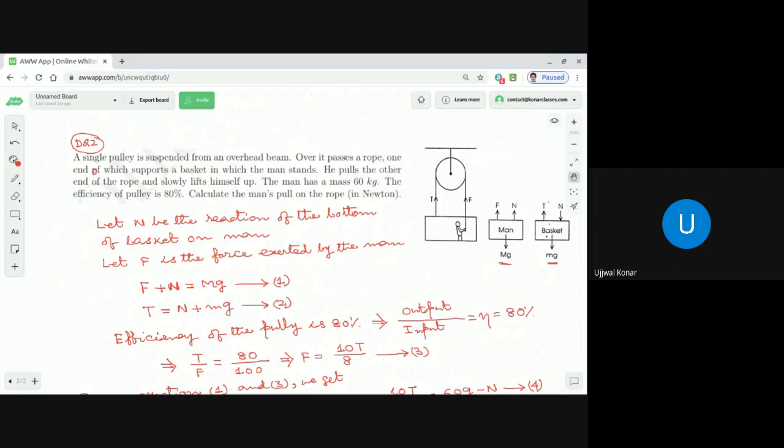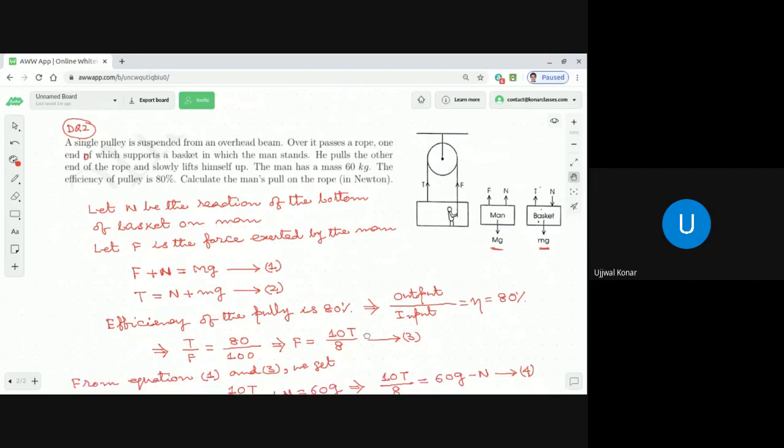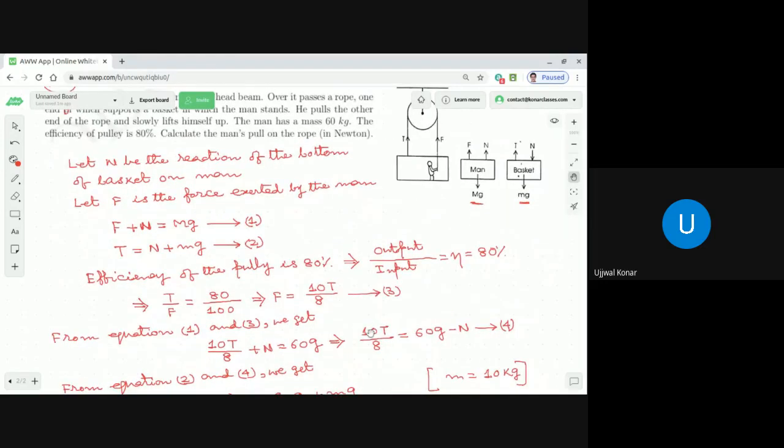And there are two equations we got, which we gave as equation number 1 and 2. And then another point is the efficiency of the pulley. Efficiency of the pulley tells that as it is 80%, by giving a force of capital F, I am getting an output of capital T. So T by F is equal to 80 by 100. So we get three equations. The moment we get these three equations, after that the problem doesn't belong to physics. It is just solving linear equations, which we have done in our class 9 standard.